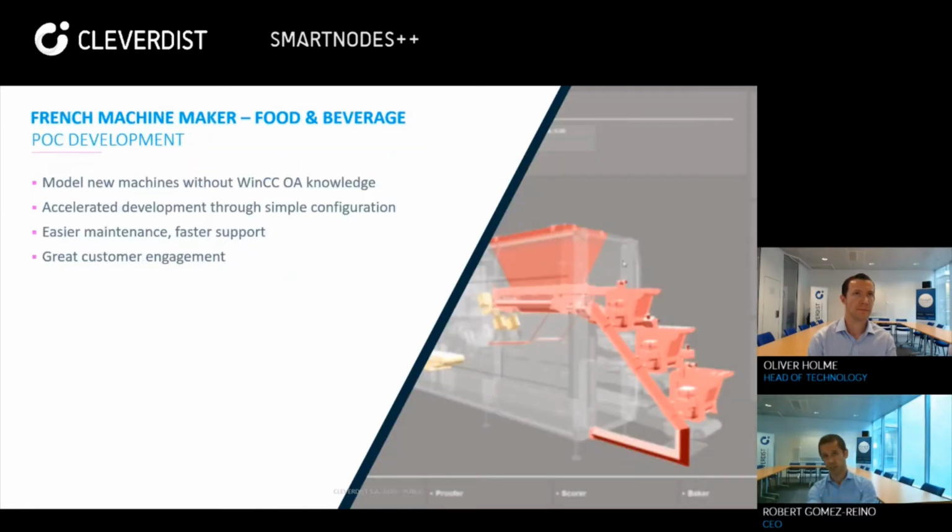In manufacturing as well, here we have a machine maker in food and beverage who developed a full POC, proof of concept. The idea here is that they can create new machines without having in practice WinCC OA knowledge. So just using the SmartNodes++ configurators, they're able to define new machines and define how these machines are connected to the 3D models, where they can see how the alarms are connected to the different parts, how they address the hardware as well. So they connect really the logic with the visualization, and everything is interconnected through SmartNodes++. Great customer engagement indeed.